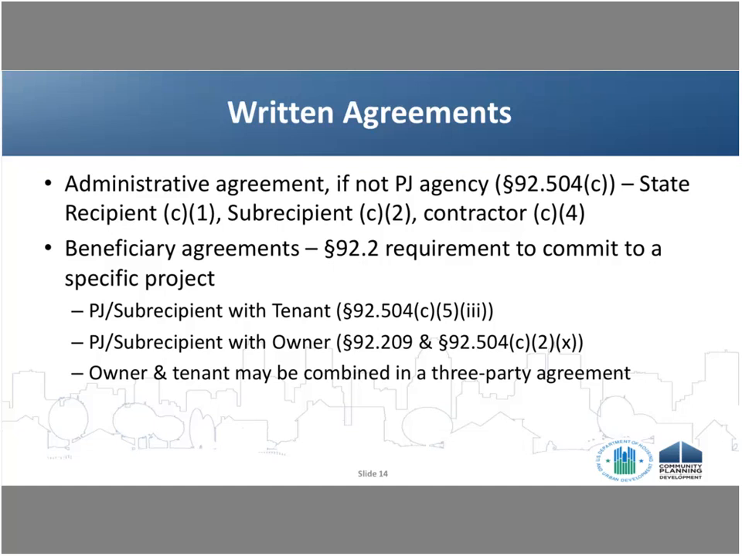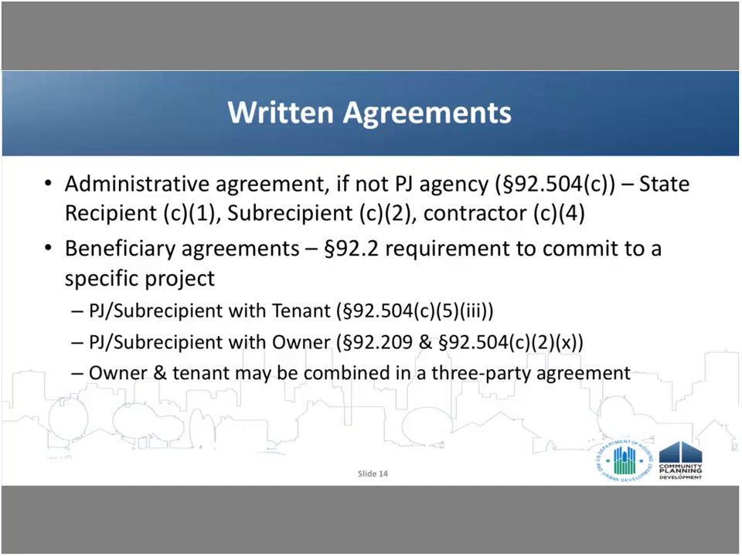Those requirements, again, are in 92504C. You see the different subsections listed there for the different type of entities. And then you will also notice that the beneficiaries, the recipients of the payments, in this case the landlords, or owners, and the tenants, are also required to be under a specific written agreement. And we will talk more about that and talk about the possibility of doing a three-party agreement as opposed to individual agreements with the tenant and owner a little bit later.